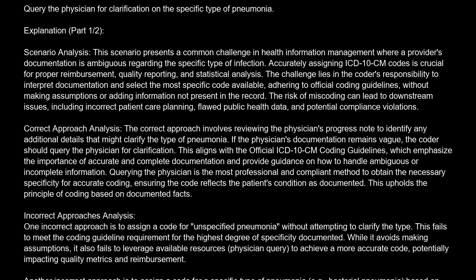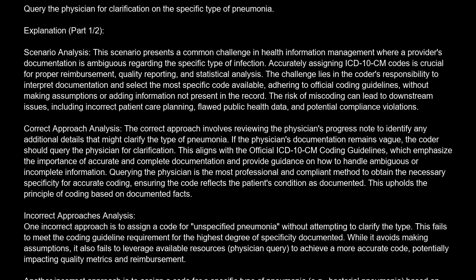Accurately assigning ICD-10-CM codes is crucial for proper reimbursement, quality reporting, and statistical analysis. The challenge lies in the coder's responsibility to interpret documentation and select the most specific code available, adhering to official coding guidelines, without making assumptions or adding information not present in the record. The risk of miscoding can lead to downstream issues, including incorrect patient care planning, flawed public health data, and potential compliance violations.